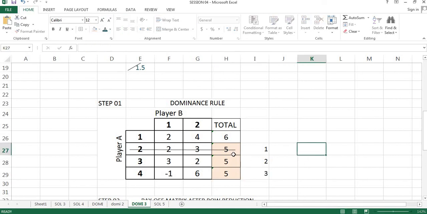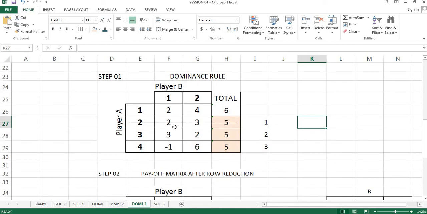This is my third selection. Okay, for writing this, there is no hard and fast rule. This is only for reference, writing the selections. The selection is this one, fourth row. Minus 1 is less than 2 and 6 is greater than 4. Minus 1 is less than 3 and 6 is greater than 2. So not possible. Let me compare this also. 2 is less than 3 and 4 is greater than 2. 2 is greater than minus 1 and 4 is less than 6. So not possible. We have to go with step number 2, the payoff matrix after row reduction.